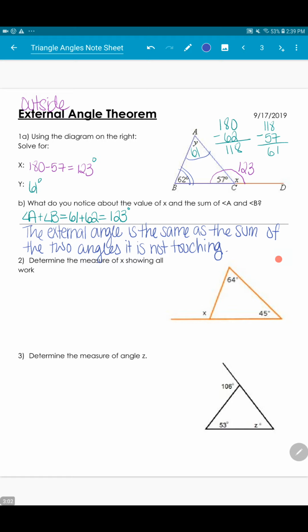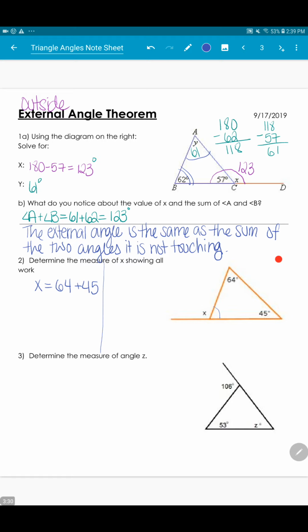Now using this, we want to determine the measure of x in the second diagram showing all work. Well, x is not touching the 64 or the 45. X's other angle would have been this one, and it's not here. We don't even need it. Given my rule, x should be equal to 64 plus 45. That's using the external angle theorem.